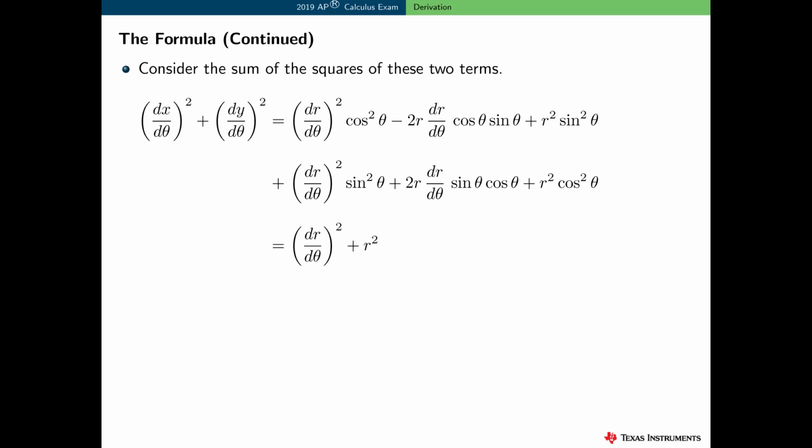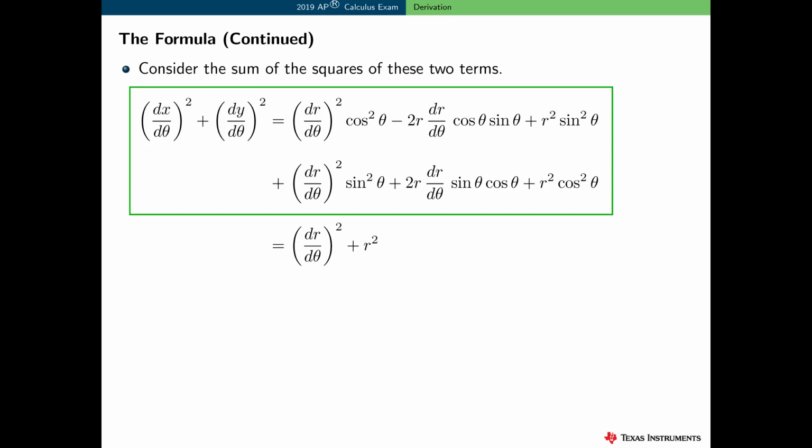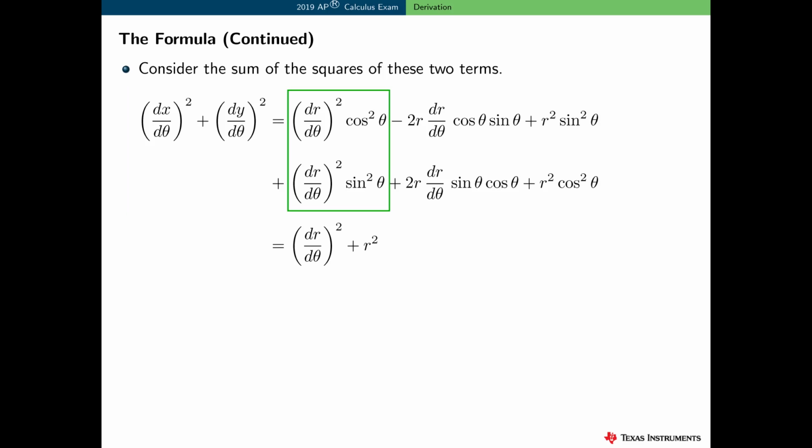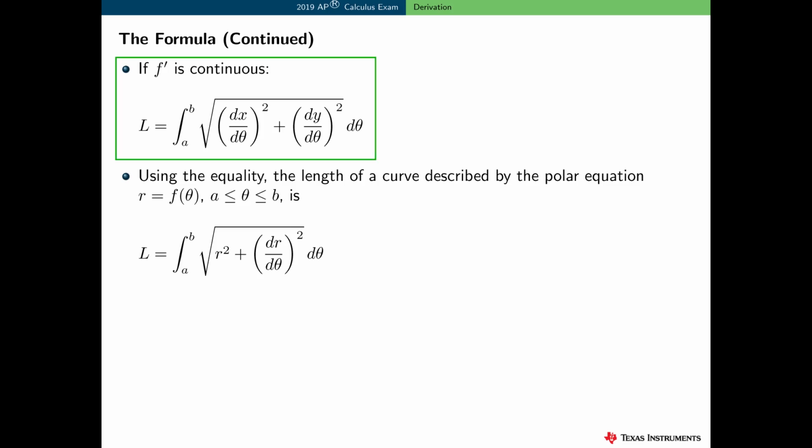Again, looking at the formula for L, consider the sum of squares of these two derivatives. Here, I squared the expressions I found on the previous slide. If I did everything correctly, I can factor (dr/d theta) squared out of each of these terms, and sine squared plus cosine squared is 1. These two terms cancel, and factor out an r squared from each of these terms. And again, sine squared theta plus cosine squared theta is 1. So I'm left with (dr/d theta) squared plus r squared. Let's see if we can put all of this together. So if f prime is continuous, here's a restatement of the arc length formula for a curve described parametrically in terms of theta.